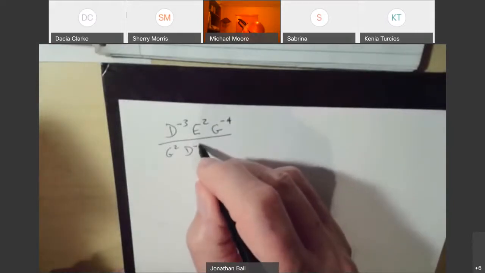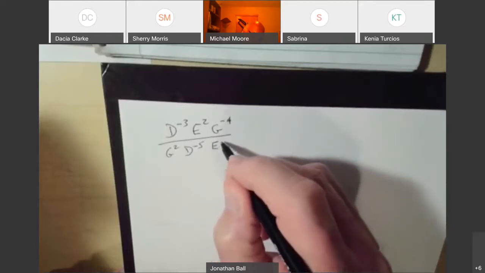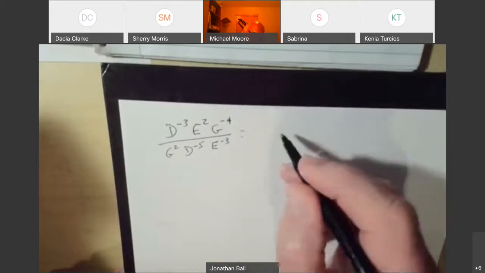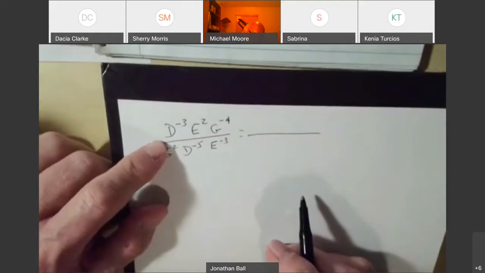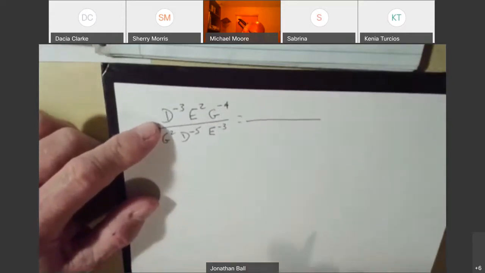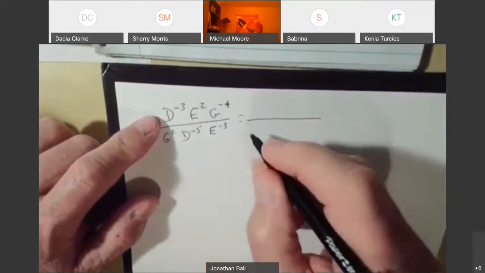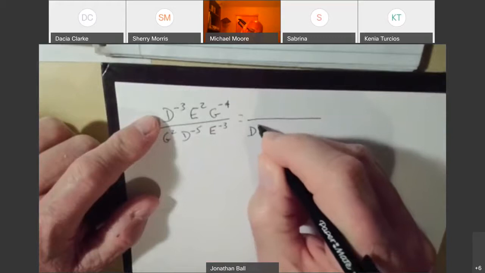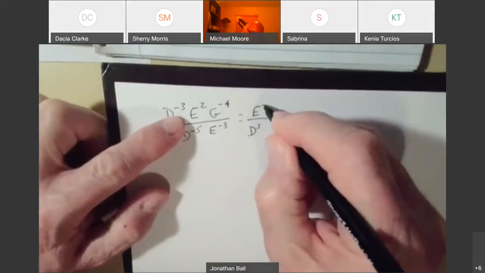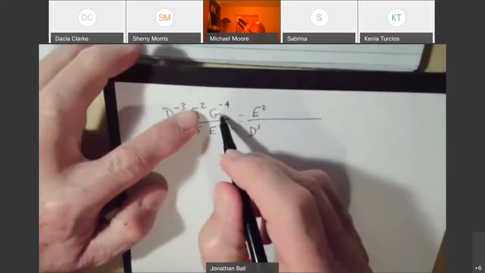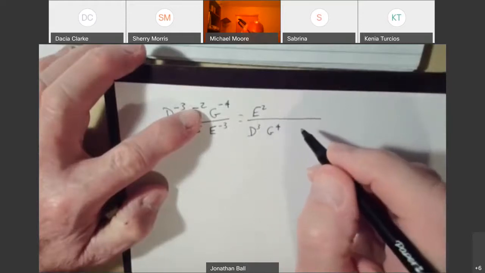D to the minus 5 and e to the minus 3. Again, you see this, you think, holy macaroni, I cannot do this. Yeah, you can. Take them one at a time. D to the minus 3 goes to the bottom. E squared stays because the exponent's already positive. G to the minus 4 goes to the bottom and becomes positive.